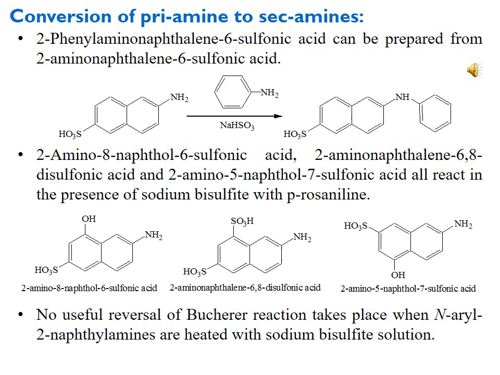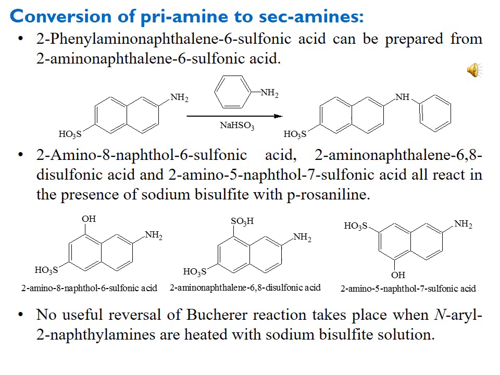Here are some other examples for the conversion of primary amine into secondary amine. In the first example you can see the conversion of 2-aminonaphthalene-6-sulfonic acid into 2-phenylaminonaphthalene-6-sulfonic acid, and then the conversion of 2-amino-8-naphthol-6-sulfonic acid, 2-amino-naphthalene-6-8-disulfonic acid, and 2-amino-5-naphthol-7-sulfonic acid. All of these react with the complex amine of pararosaline to form the product.